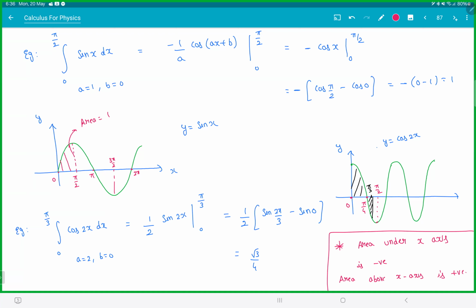Have a look at the examples. Again, I'm trying to draw the graphs, but actually in the exam you don't need it. I'm just trying to show you a geometrical interpretation. Any doubts on this? Please ask me.